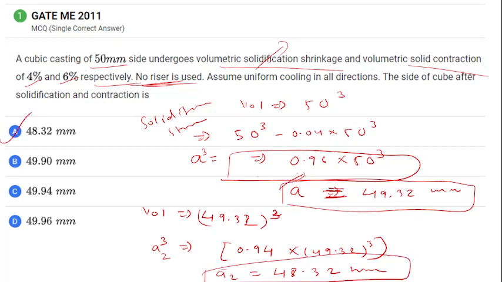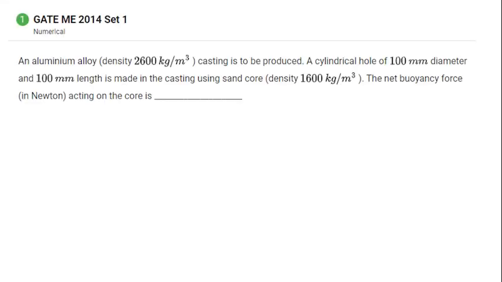Any doubt in this? Okay, I assume no doubts. Now solve this question.